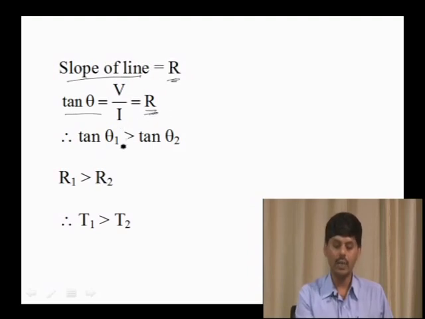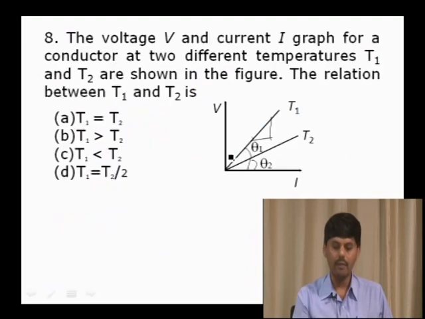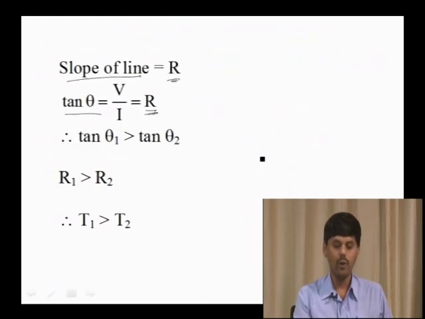According to the tan theta value, if theta is more, then tan theta value is more. Therefore, from the diagram theta 1 is more, theta 2 is less. Therefore, tan theta 1 is greater than tan theta 2. Similarly, since resistance is directly proportional to tan theta, R1 is greater than R2. Similarly, the one having the higher temperature definitely has higher resistance. Therefore, T1 is greater than T2. The correct option for this question is B.